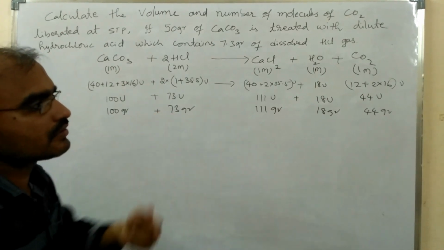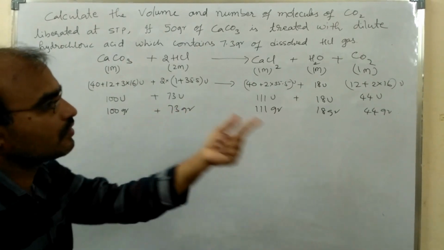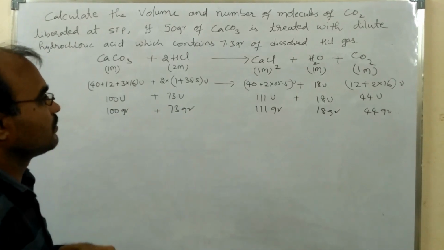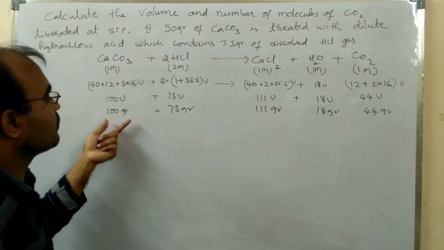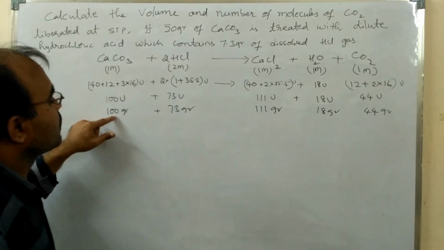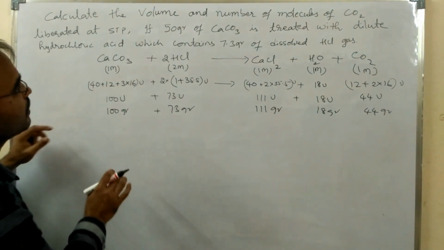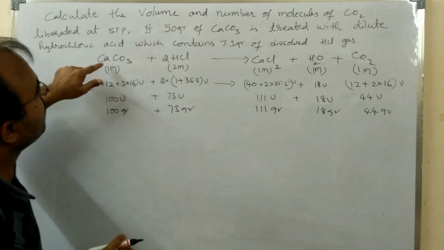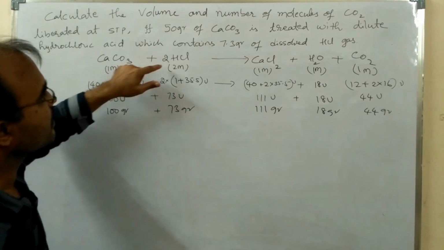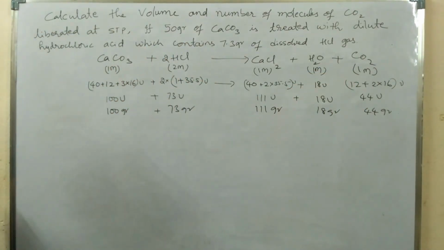Similarly, there also you can implement the same rule. 100 grams, 44 grams. 50 grams, 22 grams. 25 grams, 11 grams. Right? So that is called the direct ratio. Here, this is according to the balanced chemical equation. Now according to the problem, calcium carbonate and HCl values are given. We have to calculate CO2. Right? So let us check now.